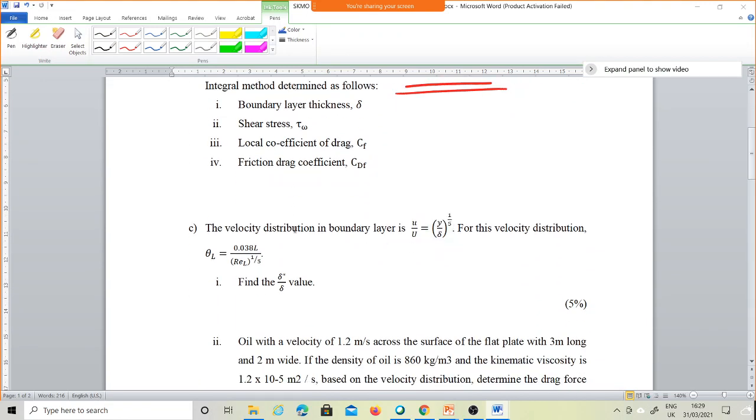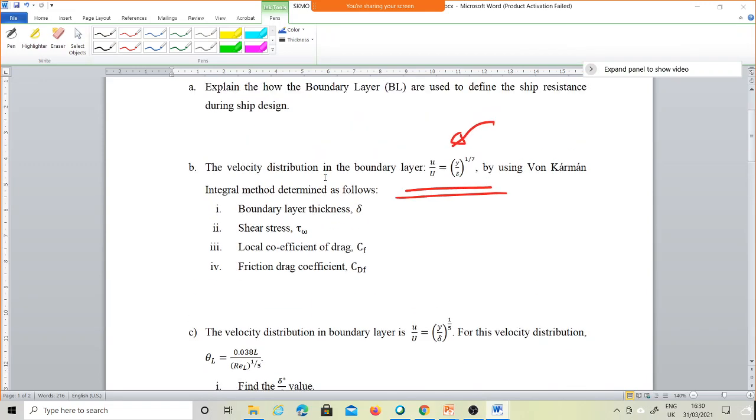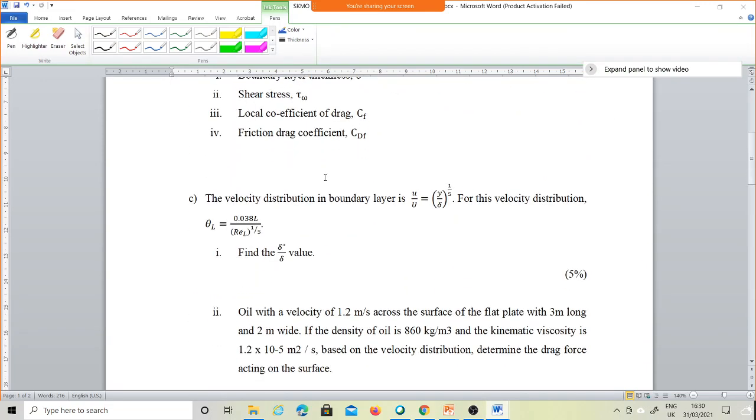So another one says that the velocity distribution in the boundary layer is something like that. Theta is already given to you, and then you need to find this expression, which means the ratio of displacement thickness to the momentum thickness. How to solve this one is easy. This one is not always complicated. You might get maybe 15 marks or something like that.